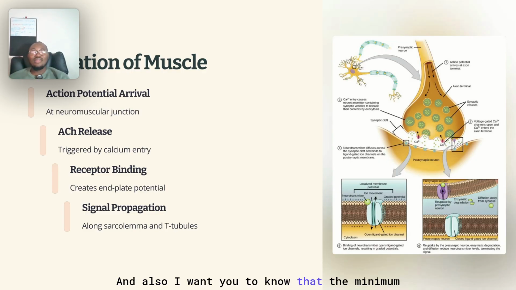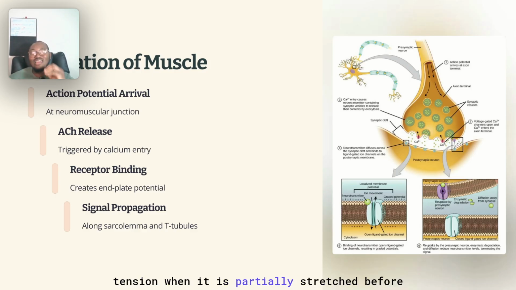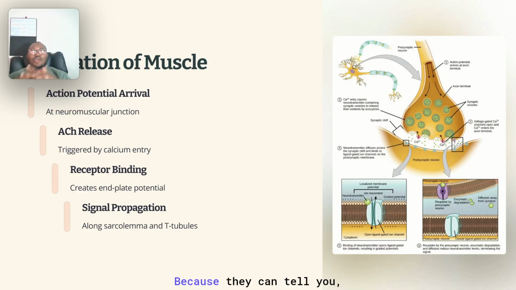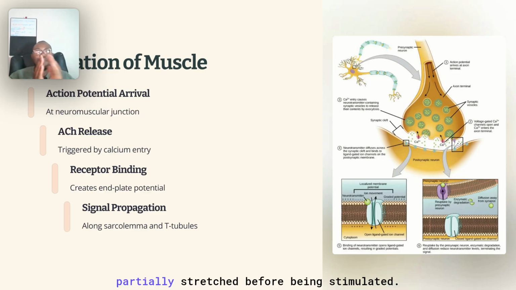And also, I want you to know that the minimum stimulus needed to cause muscle contraction is called threshold. And a skeletal muscle generates the greatest tension when it is partially stretched before being stimulated. Because they can tell you when it is greatly stretched before being stimulated. That is not the answer. When it is fully relaxed, no. When it is well rested, no. When it's high in lactate concentration, that is even when it gets weaker. So you should be looking for partially stretched before being stimulated. That must be the answer.